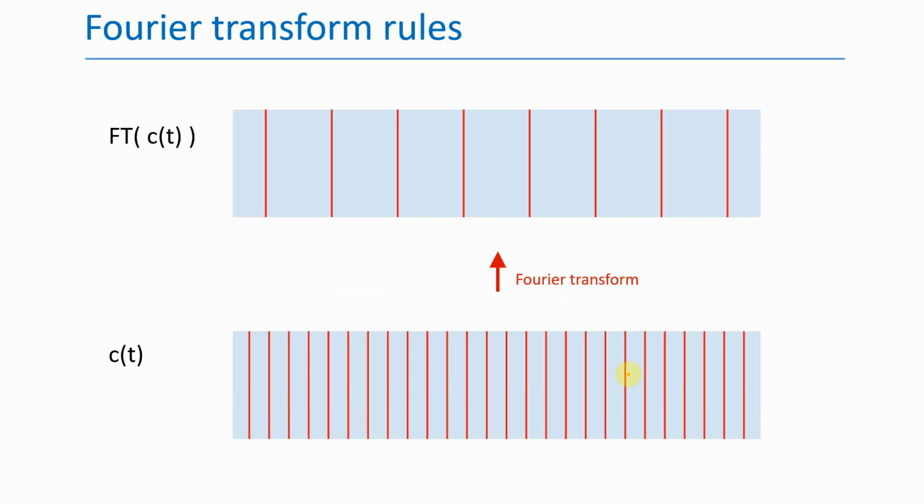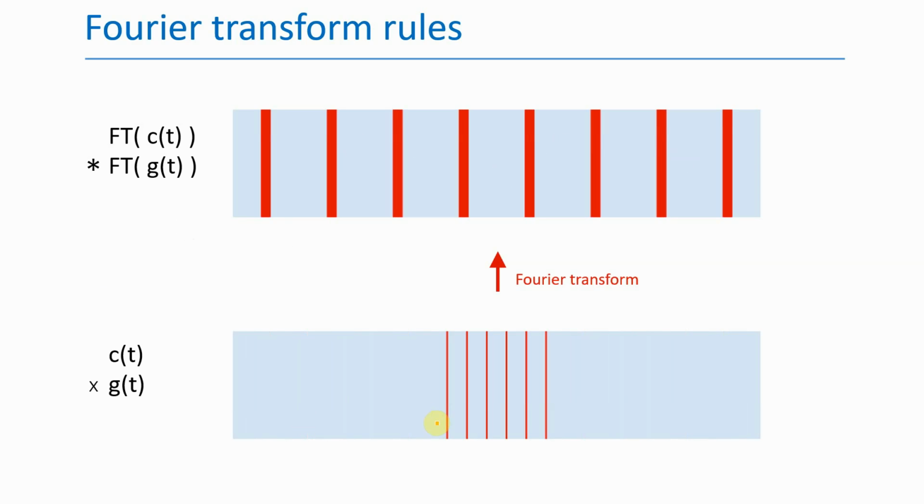Here is a discrete comb function which we call C of t. A comb function means a series of very narrow peaks spaced at regular intervals. The Fourier transform of a comb function is another comb function with a different interval.